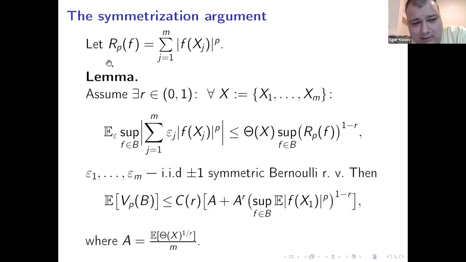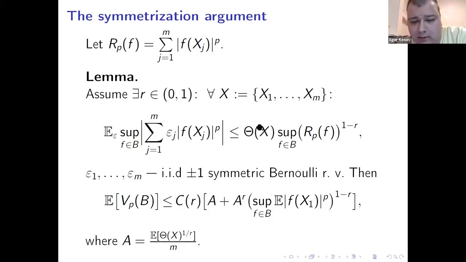I have a few minutes, so a few words about the technique. The technique is pretty similar to the one from the Guédon-Rudelson paper. The first observation is the following symmetrization argument. Instead of studying the expectation of this error, we can study the supremum of a Bernoulli process. So here is the lemma itself.